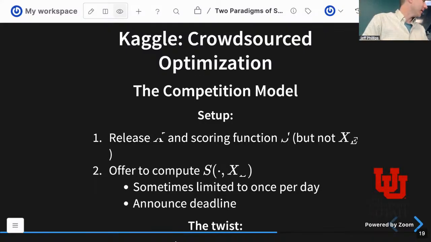But the twist is at the end of the month, they will not evaluate on X_E, which you can't see, but on a different evaluation set they've held hidden and not evaluated anything else on. In principle, this was also from the same IID distribution, but because they didn't test on it before, there's no way to have leakage from this X_E. Right, and that's why they may only evaluate once per day, to prevent leakage going on here. Okay, and this was a very popular kind of model for a while.